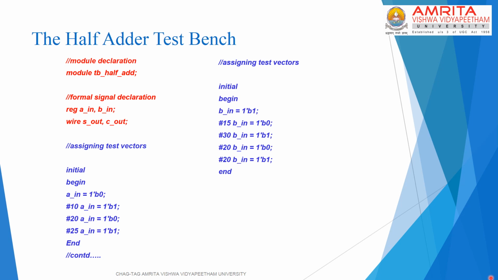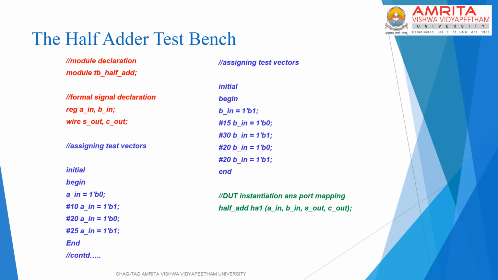The last part of the test bench is the part where the device under test is instantiated. So you can see, just as in the previous example of the half adder, there are three parts. The first part specifies the module that is to be instantiated, which is half add. The second part will be the instance label. Since we are having only one instance here, we are labeling it as HA1. And the third part consists of the signal mapping.